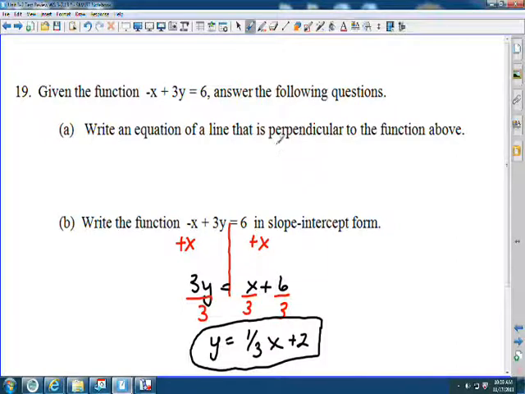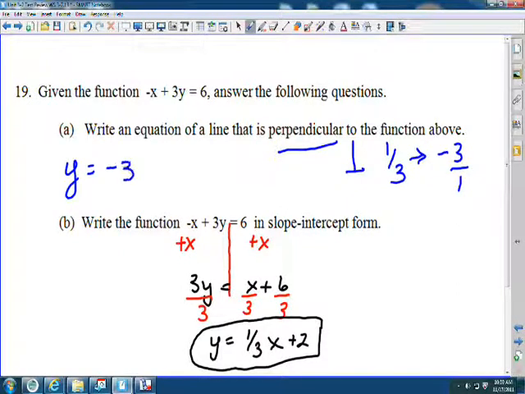Now I need an equation that is perpendicular. Remember, perpendicular means it crosses at a 90-degree angle, but what I have to do is I take this slope, 1/3. I need you to flip it over, 3/1. Now this is positive, so it becomes negative. So my new equation is negative 3x, and you can have any y-intercept you want. It doesn't matter what the y-intercept is.